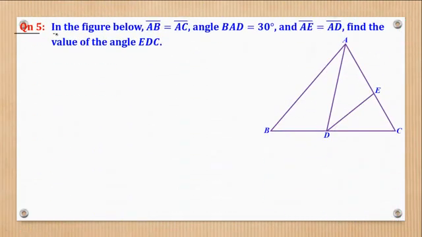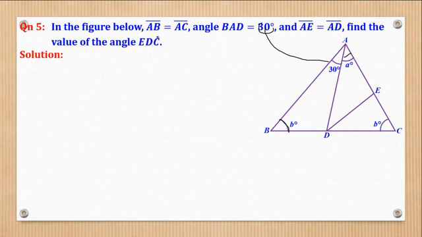Then question 5. In the figure below, AB is equal to BC and BAD is 30. AE is equal to AD. Find the value of angle EDC. So let's first label some angles which may help us to get the angle they want. So we shall begin with this 30 which was given. Then here we can call this angle small a. Here this B we can call it angle small b.